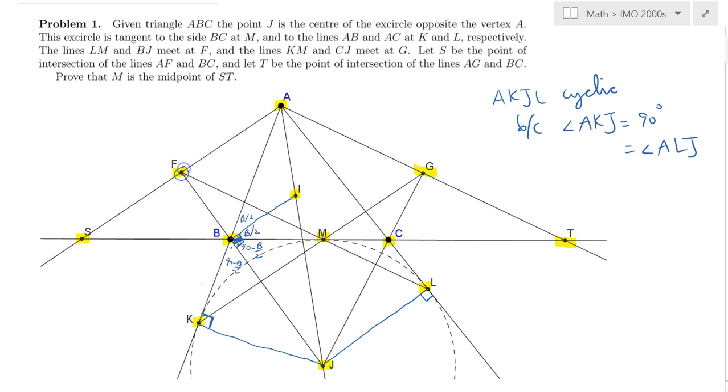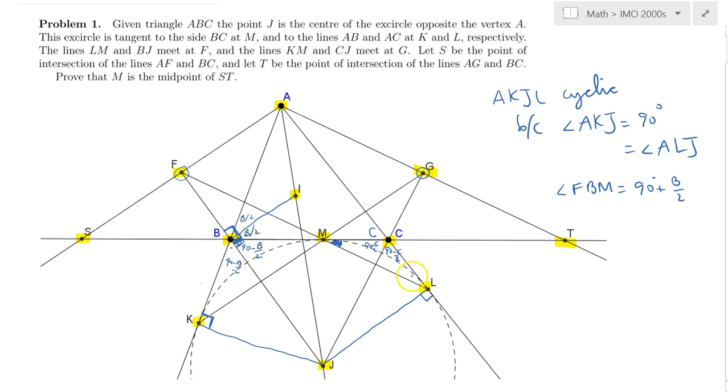I claim that F and G are also on that circle, and to prove that, recall that this is also 90 degrees, obviously. And so therefore angle FBM is equal to 90 degrees plus angle B over 2. In a similar way, it's not difficult to calculate this angle over here, because this whole angle is angle C, the rest is 180 minus C, so therefore this is 90 minus C over 2 here.